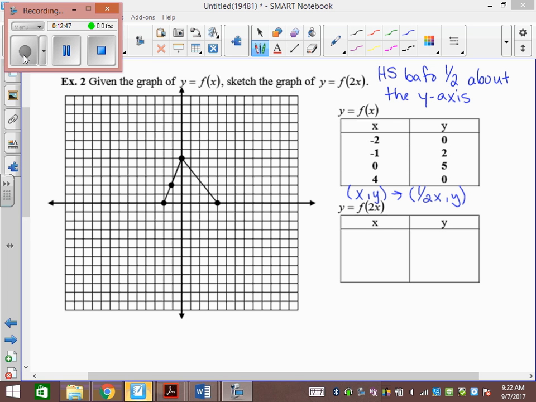So if it said stretch by a factor of a half, when you put it back into the equation, you'd say 2x. Okay, that's how you, only when it's going into the equation is it the opposite. But when you're going from words to mapping, you're doing what you're saying. All right.